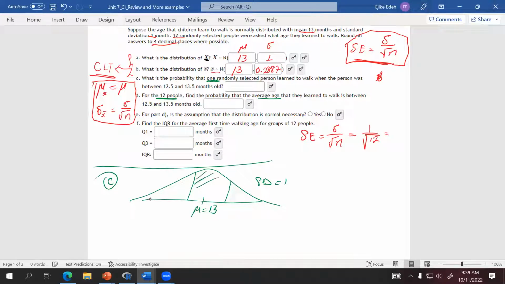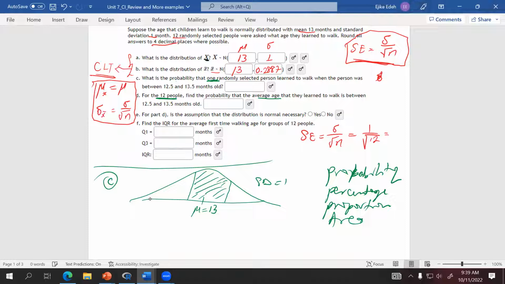So what is the probability? And we keep emphasizing, right, that probability is as simple as area, as simple as percentage, as simple as proportion, they are all the same thing. So the question says, what is the probability? The question says, what is the percentage? The question says, what is the proportion? We are all asking the same thing. We are after the area on the shaded space. So we're looking for this space.